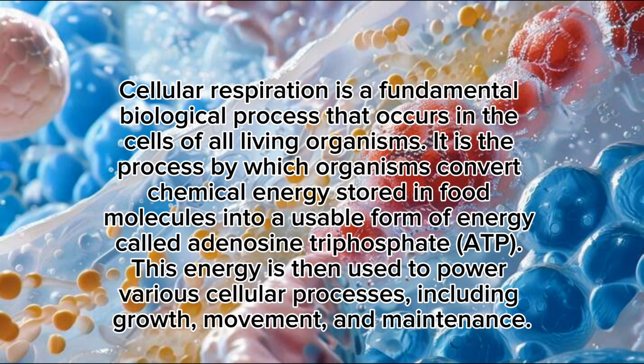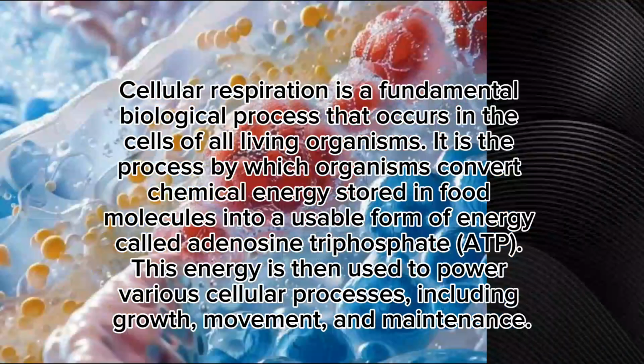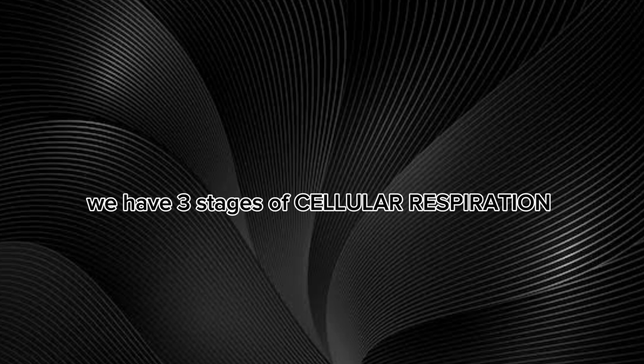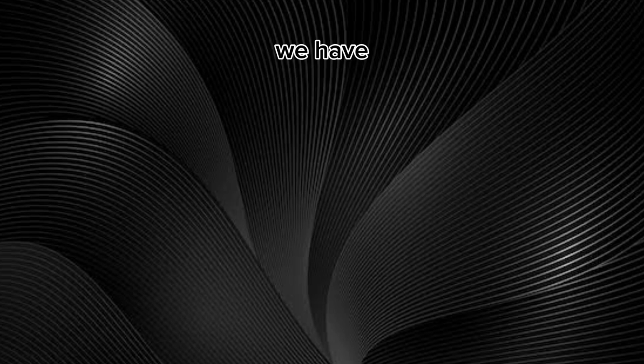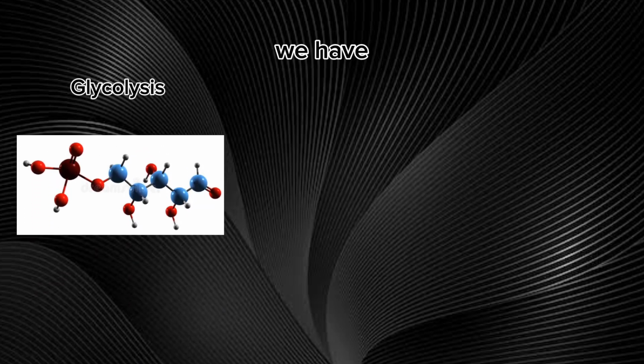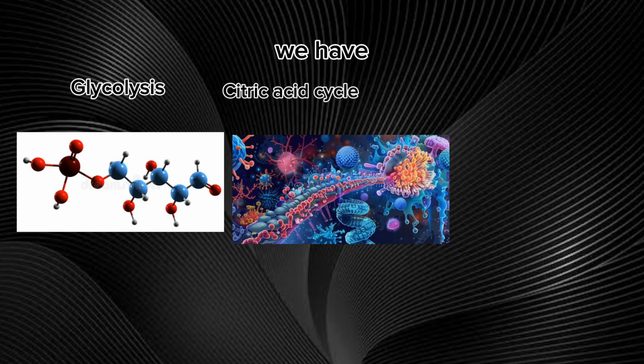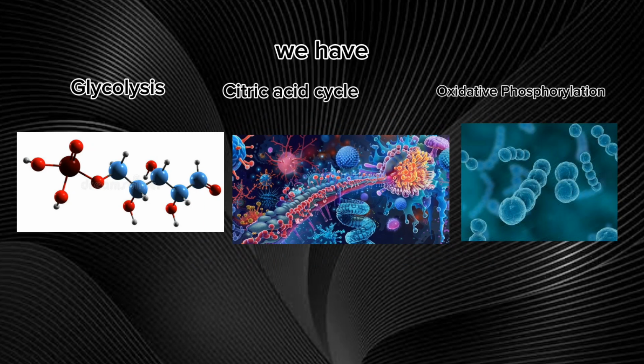Cellular respiration is a process that occurs in the cells of organisms to convert chemical energy from food into a form that the cell can use, called adenosine triphosphate. It's like the cell's power plant, providing the energy needed for all its activities. We have three stages of cellular respiration: glycolysis, the citric acid cycle, and oxidative phosphorylation.